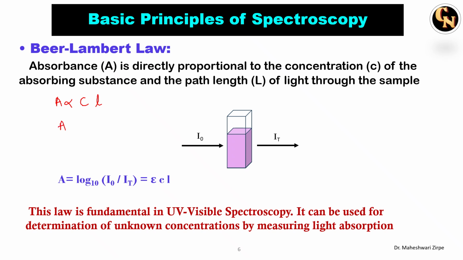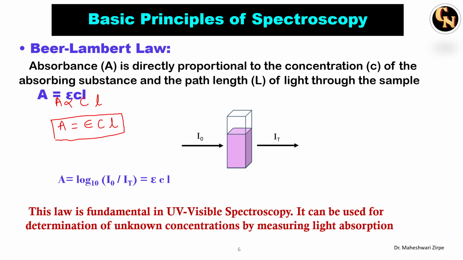Now if you remove the proportionality sign, there will be some constant, and that constant is represented by epsilon. So A equals epsilon into C into L. This is how Beer-Lambert's law is stated, and this is the formula.